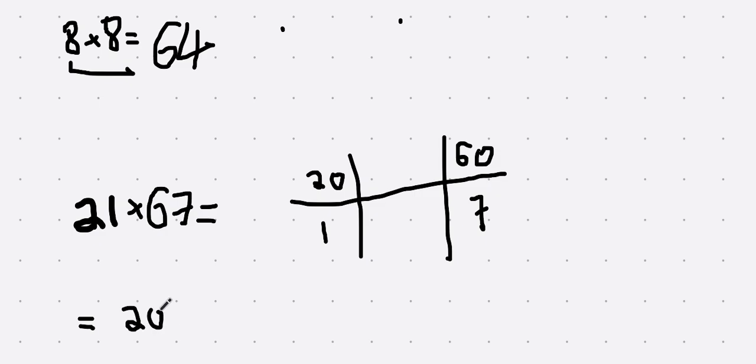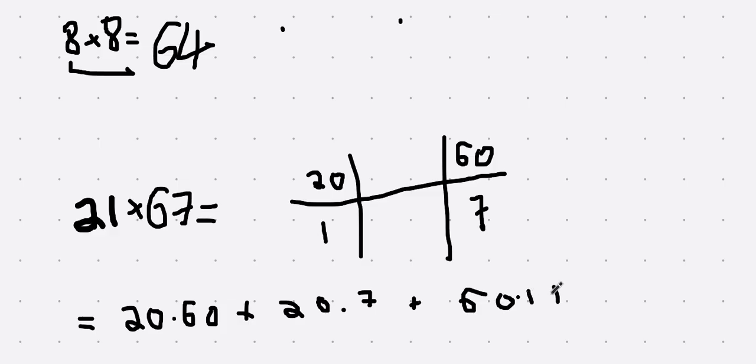I'm going to do 20 times 60. That's just a symbol for times. Plus 20 times 7, plus 60 times 1, plus 1 times 7.